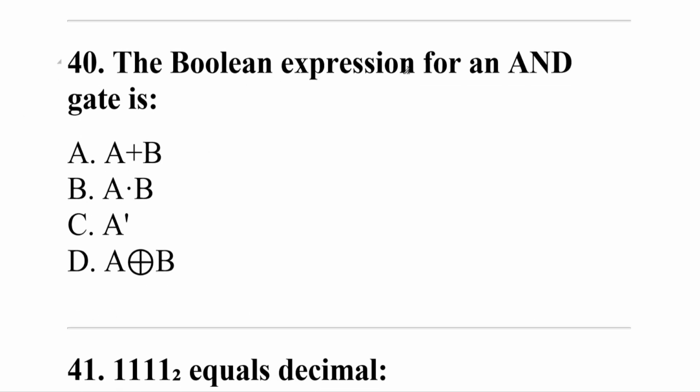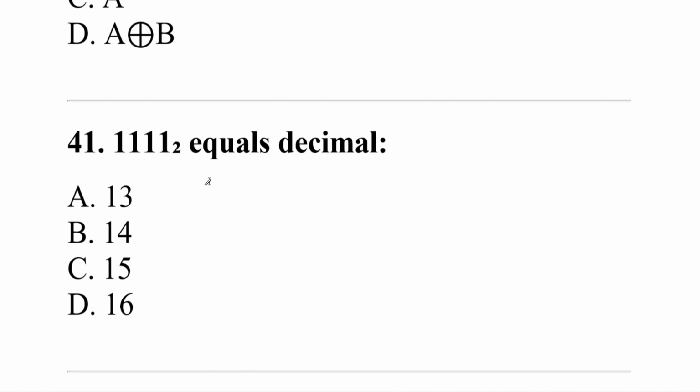Now, moving ahead to question number 40. The Boolean expression for an AND gate is option A, B, C and D. And the correct answer is option number B, that is A dot B. It means dot represents the AND operation.